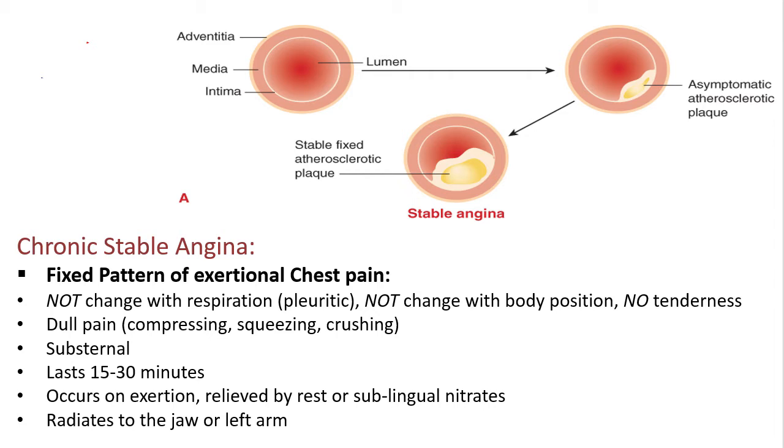The hallmark of chronic stable angina clinically is a fixed pattern of exertional chest pain. If the chest pain is cardiac, it should be exertional, related to exertion. Chest pain that comes on exertion and is relieved by rest, and it always comes this way. It's a fixed pattern. This is chronic stable angina. It's very predictable.